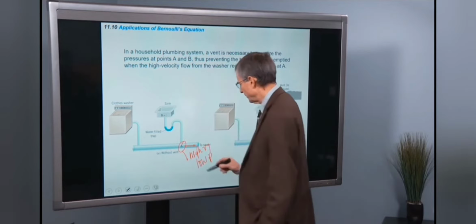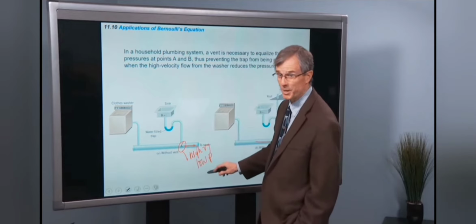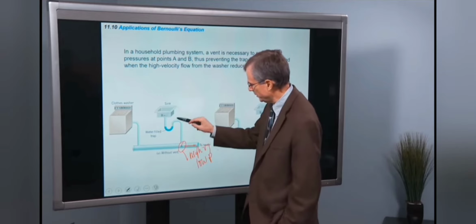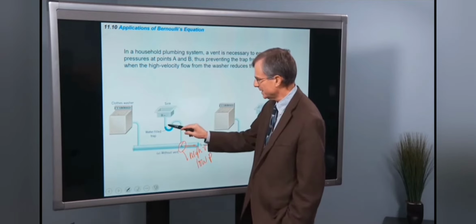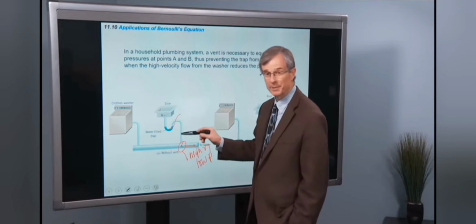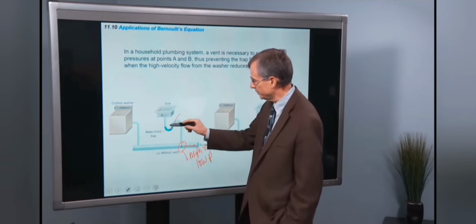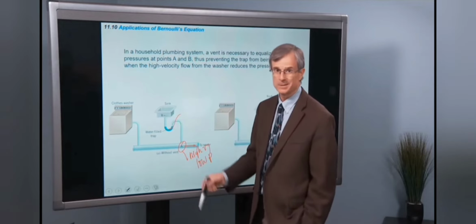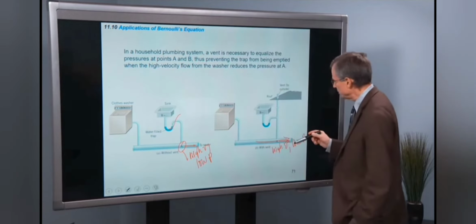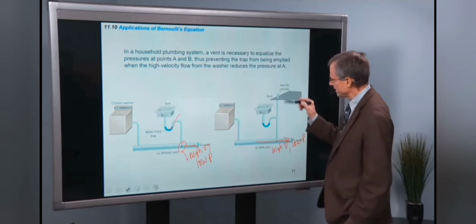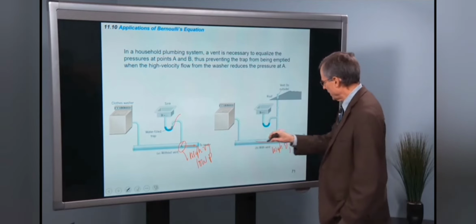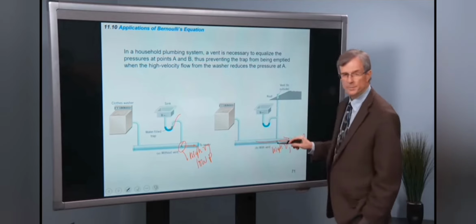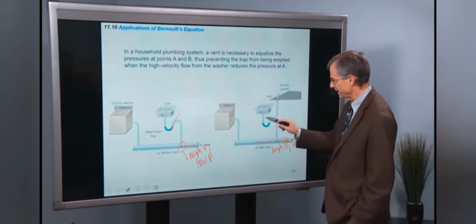I don't think you can read that, but that says high velocity, low pressure. What happens, you get a high velocity passing through here, you get this trap, and what that can do is it can empty out the trap. It can suck that fluid from the trap here, allowing the sewer gases to come up into the sink, which is disgusting. So what you do instead is you vent it to the outside so that when you've got a high velocity here, the pressure is forced to be the atmospheric pressure outside and it doesn't empty this trap.